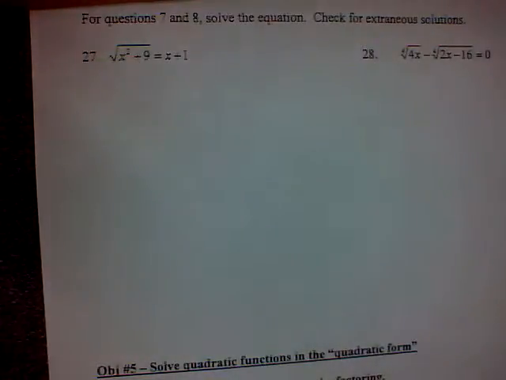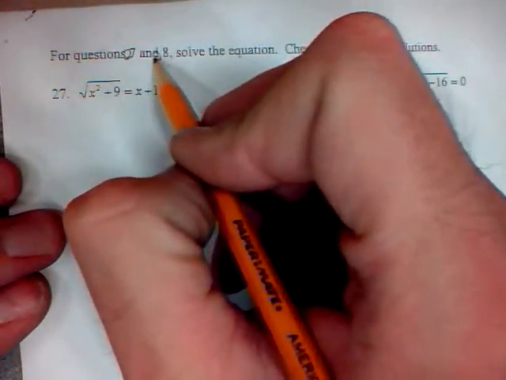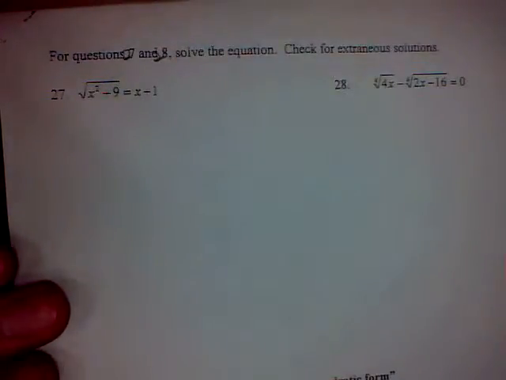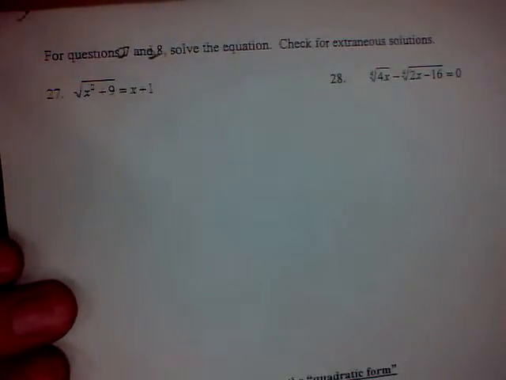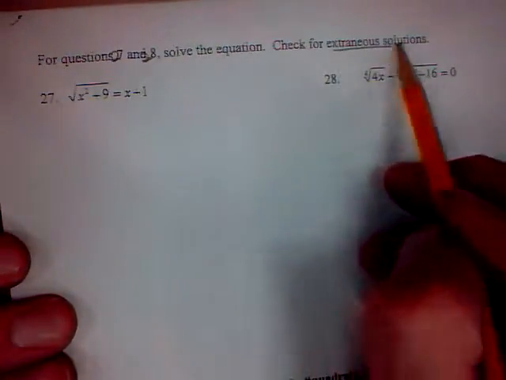All right, in this one, questions 27 and 28, which apparently we had a little typo here. It should be a 27 and a 28. We're going to solve these equations. These are radical equations. And here we're going to also look for extraneous solutions.